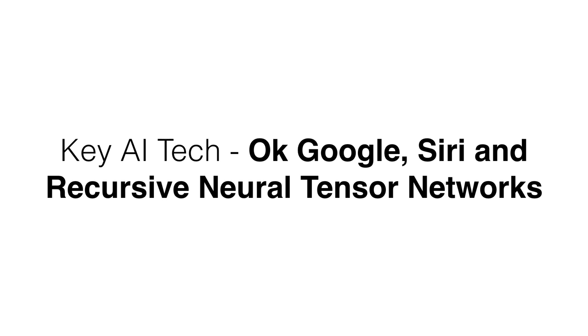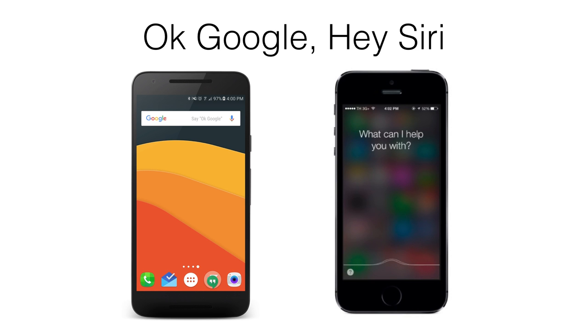Lastly, we're going to look at OK Google, Siri, and, it's a mouthful, recursive neural tensor networks, RNTNs. OK Google and Siri are completely changing the way we interact with devices. We're moving away from an app-based model of tapping buttons and icons towards an interaction model where we're having a conversation with our phone. This works well for those quick, short interactions people have with their mobiles.